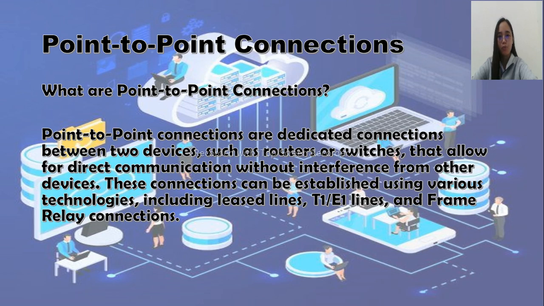What are point-to-point connections? Point-to-point connections are dedicated connections between two devices such as routers or switches that allow for the direct communication without interference from other devices. These connections can be established using various technologies, including dial line, T1, E1 lines, and frame relay connections.